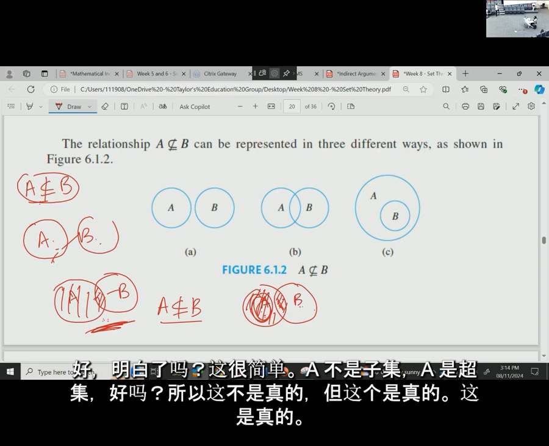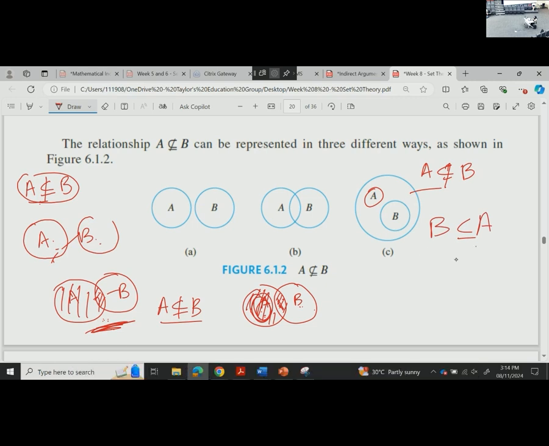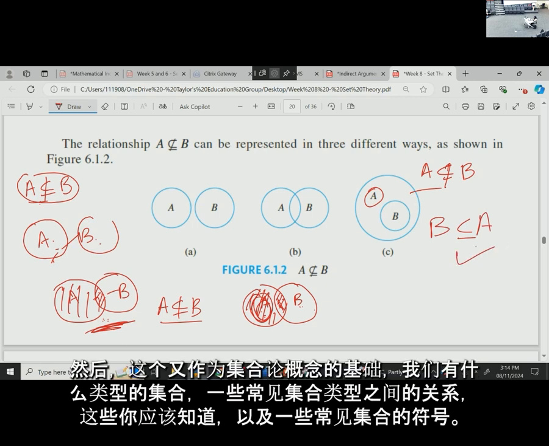And this is pretty straightforward. Here, A is not a subset. A is rather a superset. So this is not true, but this one is true here. Okay, this is true. Clear?